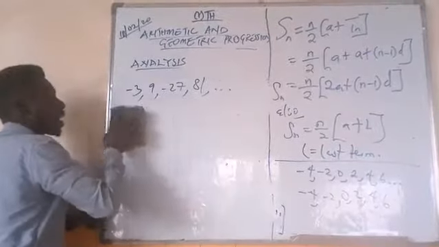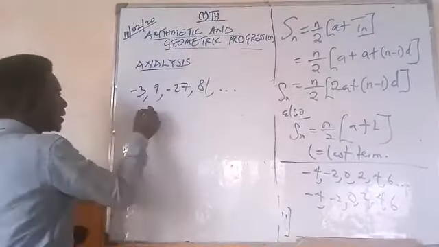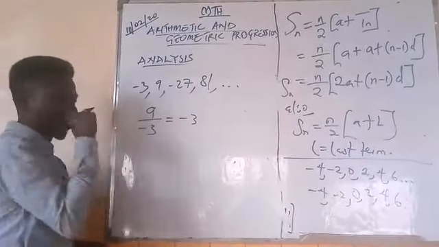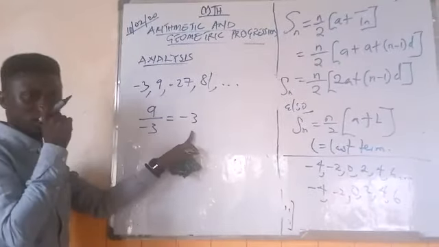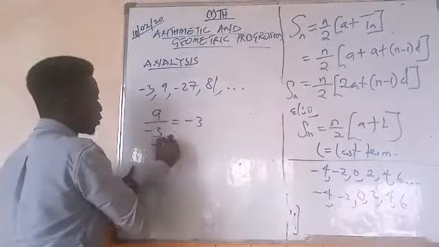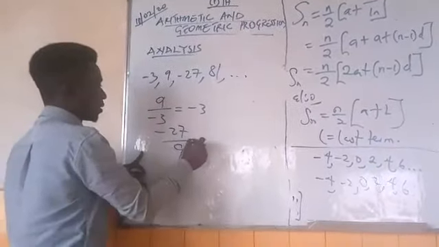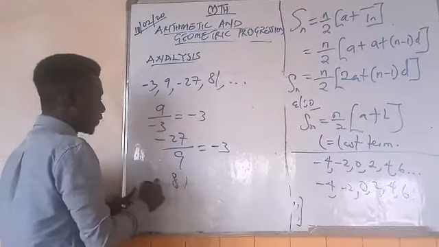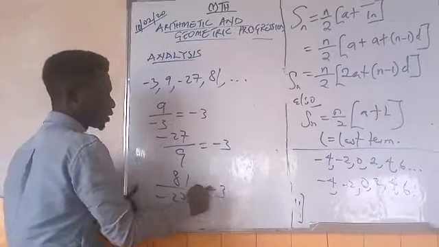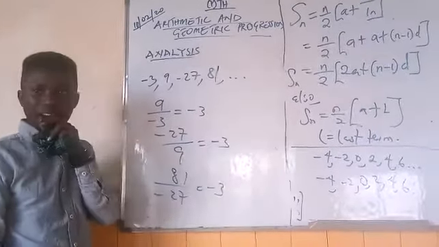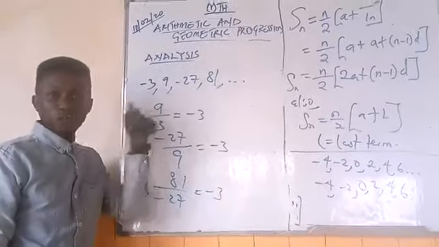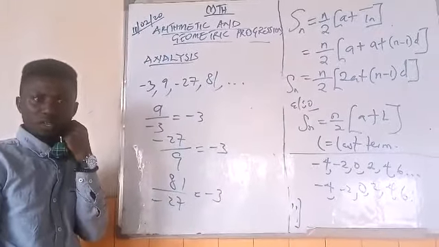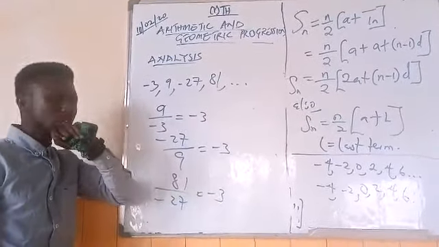Then what is now common here? Let me say 9 divided by minus 3. What's that? Minus 3. If I say minus 27 divided by 9, it's minus 3. If I say 81 divided by minus 27, it's still minus 3. Minus 3 is common, right? Good. Are you going to call it AP? That's not a difference, but a ratio.